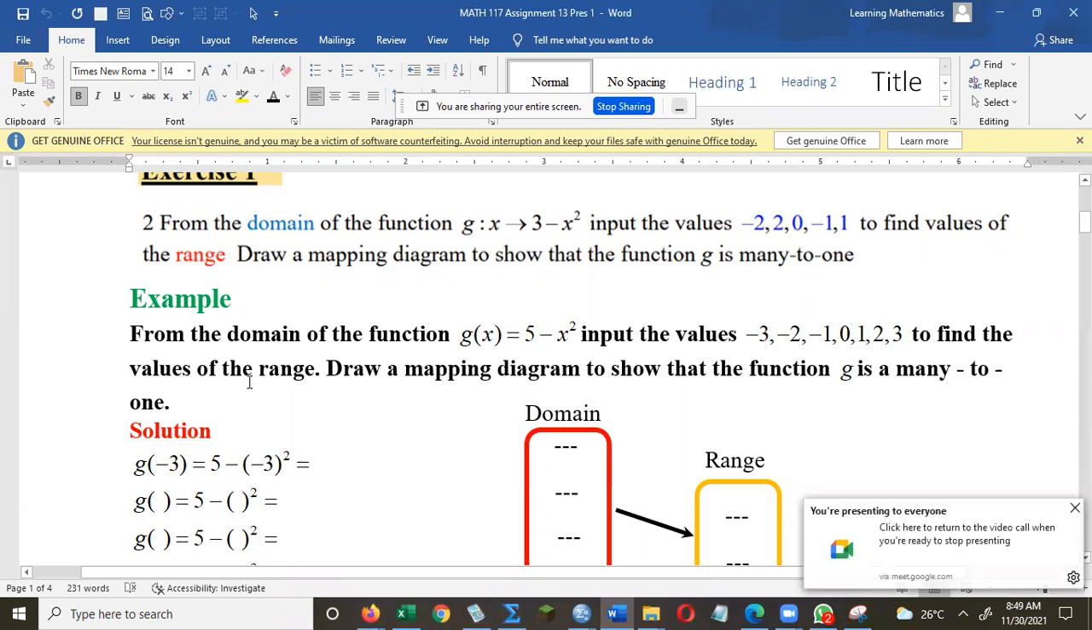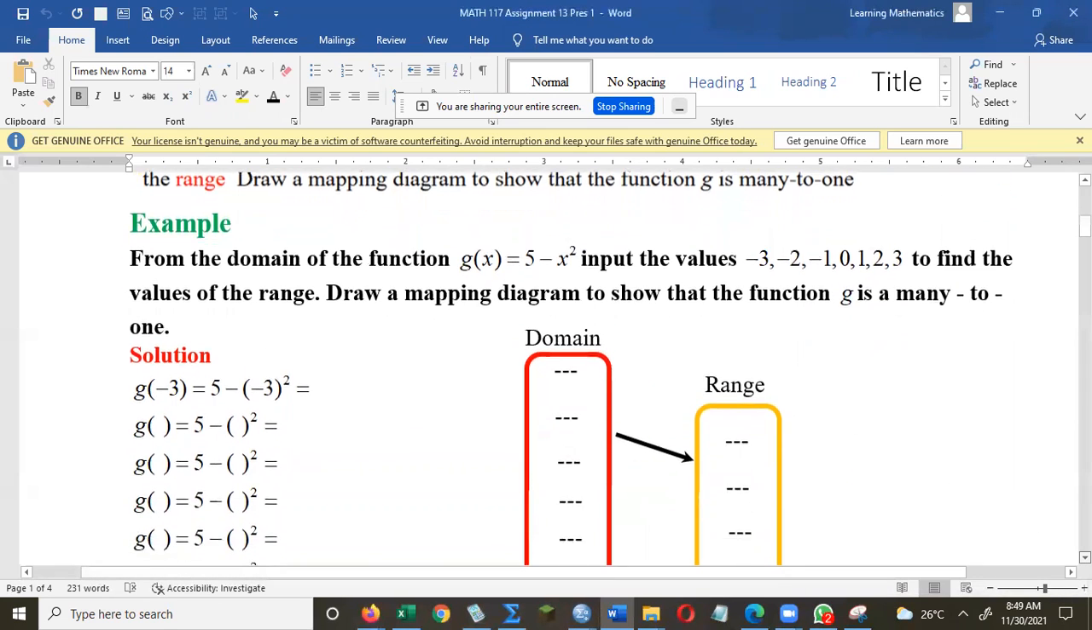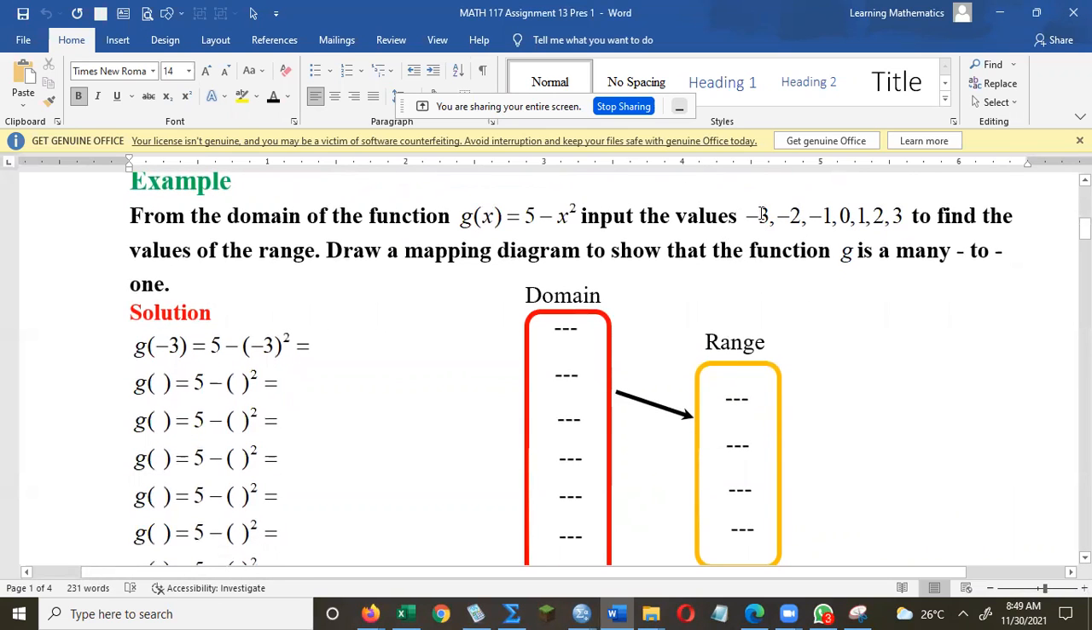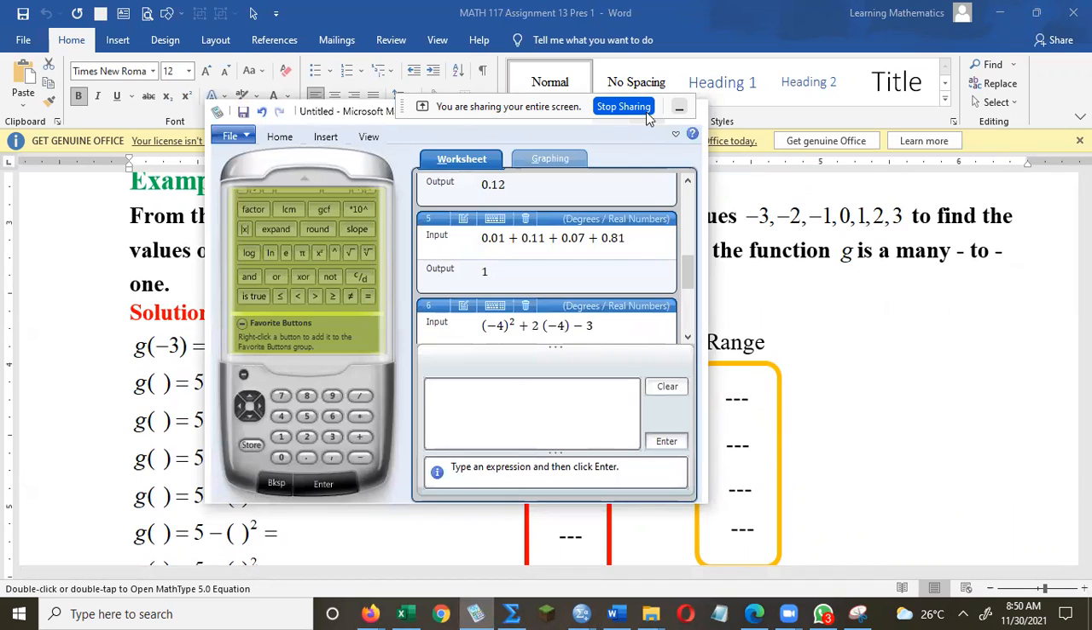To find the values of the range, draw a mapping diagram to show that the function g is many to 1. So what you basically have to do is substitute the values, starting with -3, into the function 5 minus x squared. The first x is -3, so we're going to find 5 minus -3 squared. You go into your calculator and type 5 minus -3 squared.